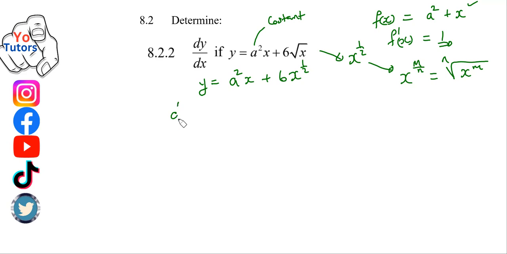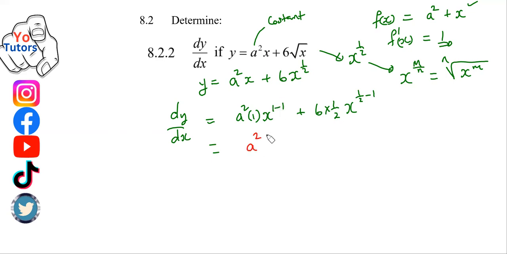Now, it means that our dy/dx is going to be equal to a squared, because there it's going to be 1 times, then 1 minus 1 is going to give us 0. So here you are saying a squared times 1. Let me just do it all. Then here x to the power 1 minus 1. Then here is going to give us plus 6 times 1 over 2, then also x to the power 1 over 2 minus 1. So what we'll end up having is a squared, because 1 minus 1 is going to give us 0. Any number to the power 0, we know that a to the power 0 is going to give us just 1.